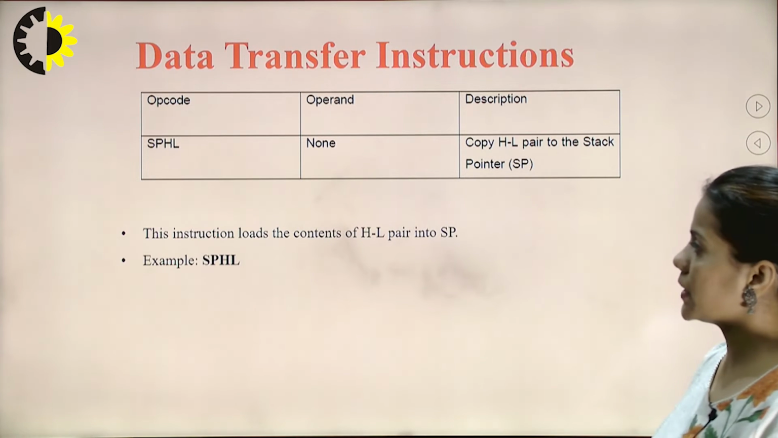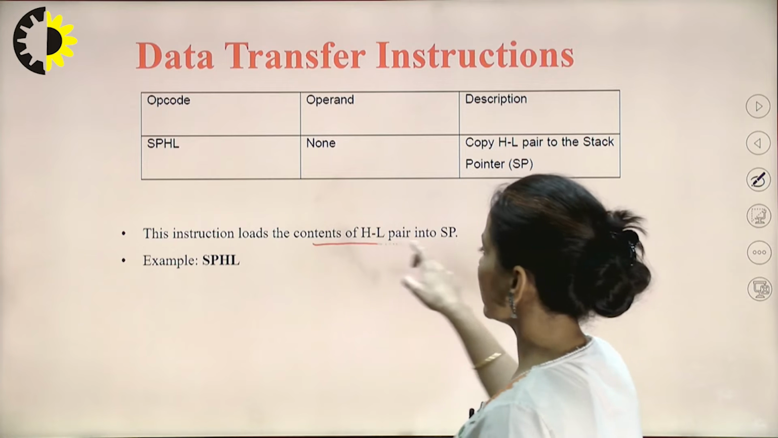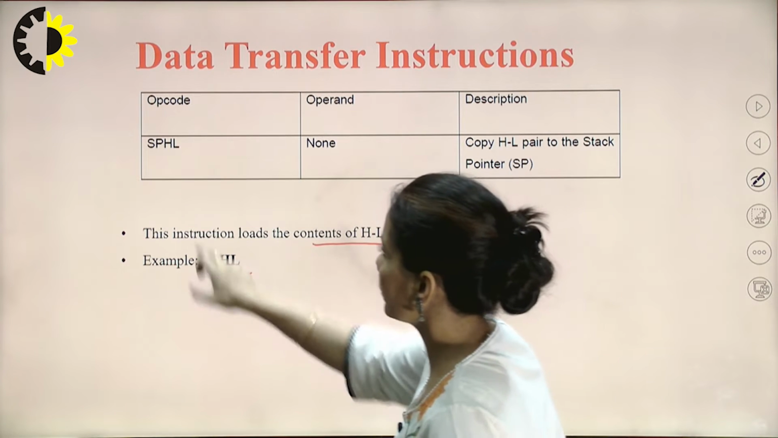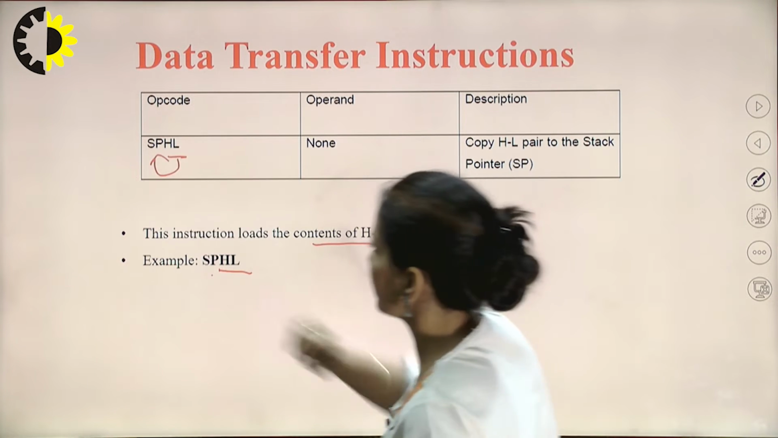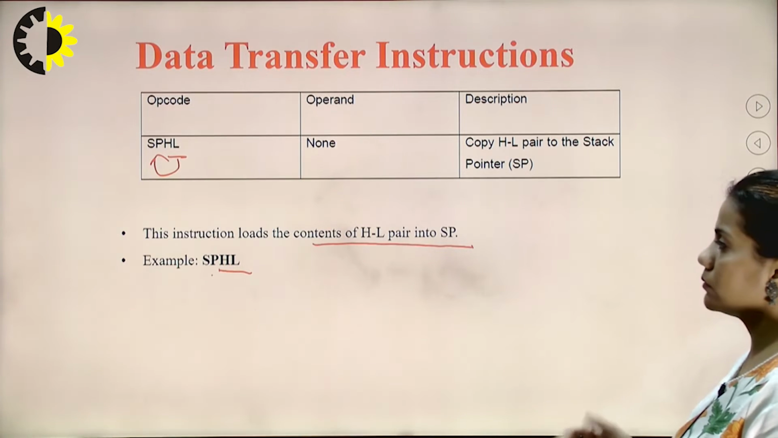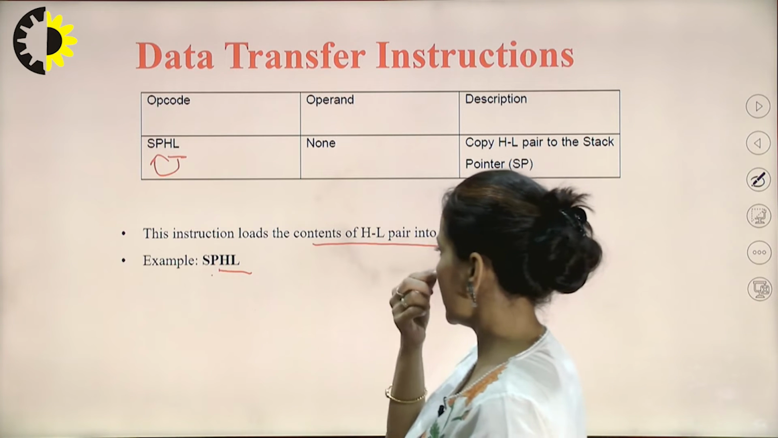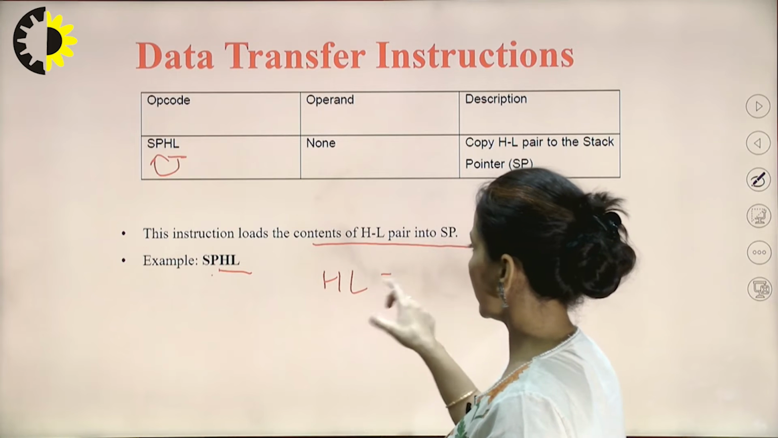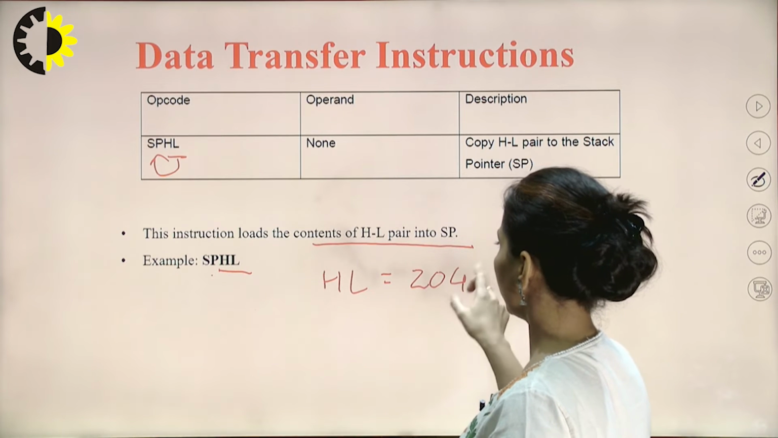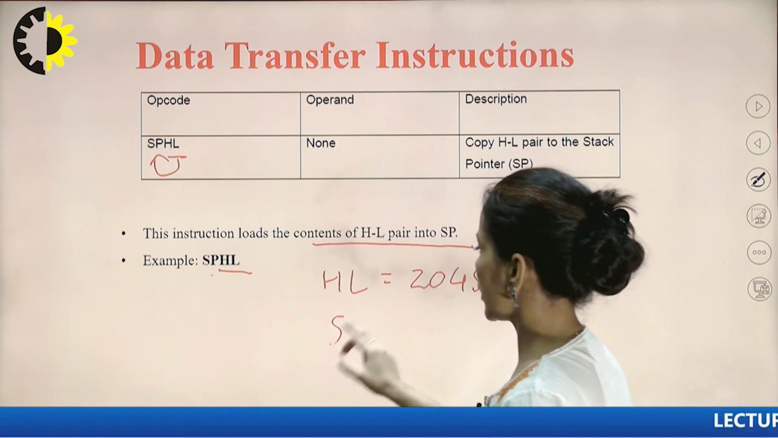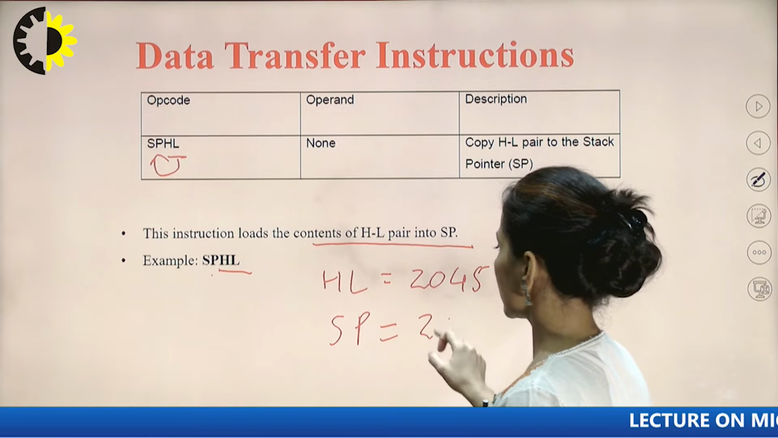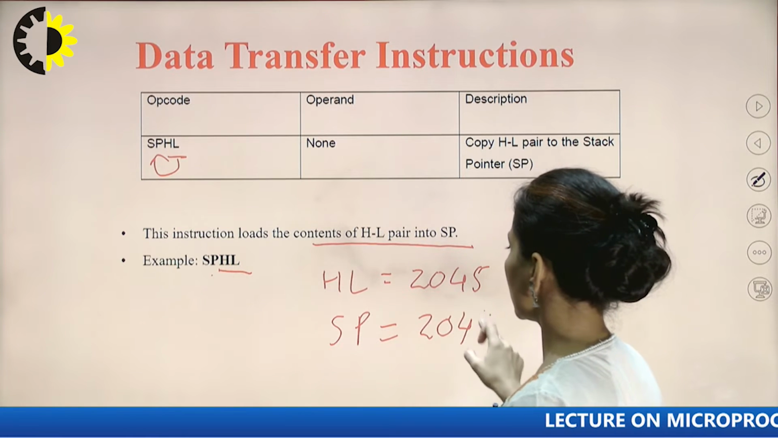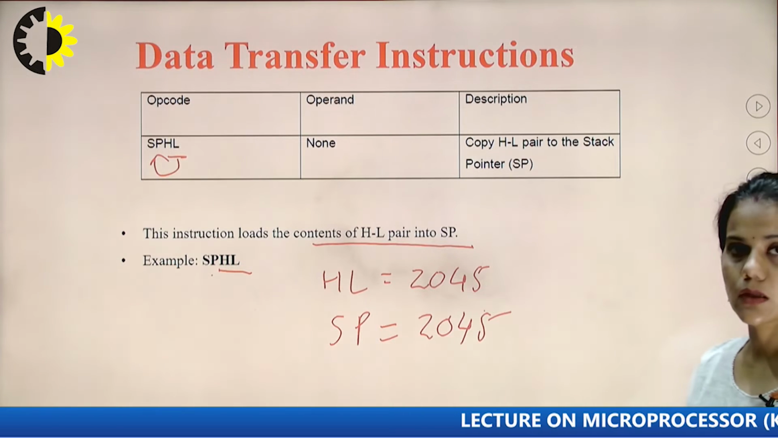Now again SPHL, that is it will load the contents of the HL pair into the stack pointer. So it will directly copy the contents. Suppose HL contains 2045. So the stack pointer, at the very next moment after the execution of this instruction, will store this.